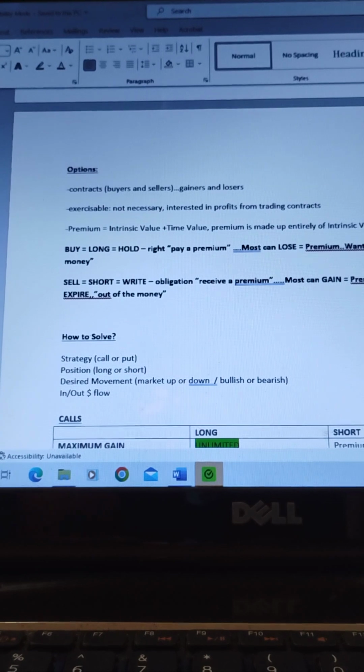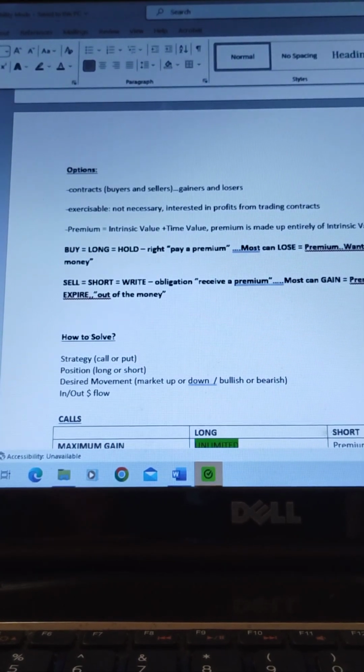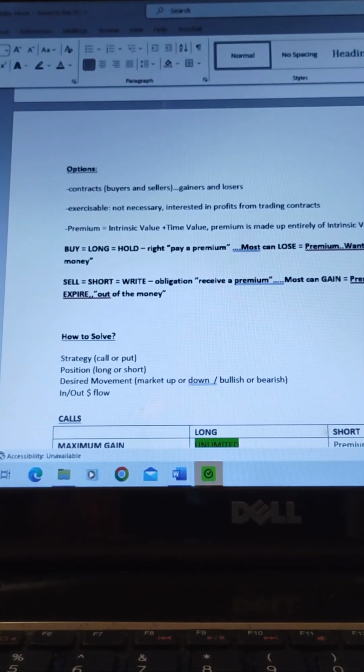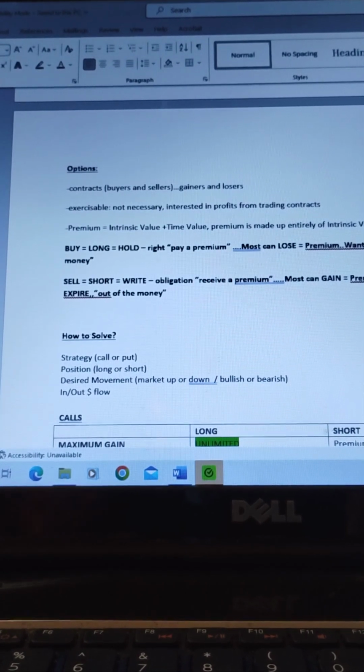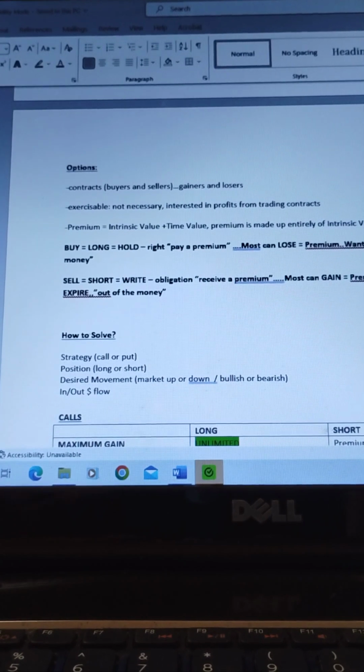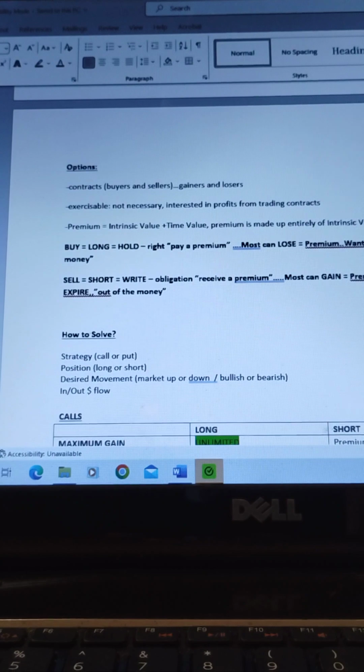Those are very important terms because sometimes the exam might not tell you buy and sell. They might use terms like long, hold, or short. So you need to understand what they mean, and this is very important.